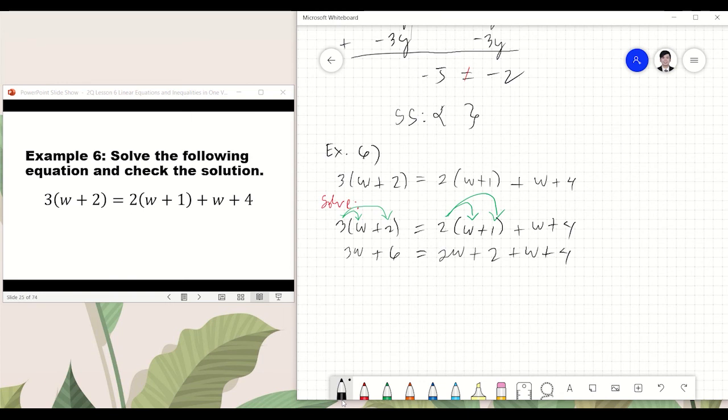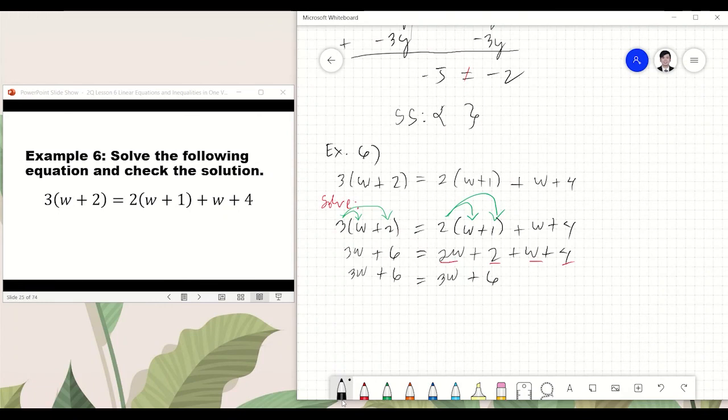Left side, wala na tayong magagawa dyan. Hindi naman sila like terms. So, you just have to copy it. But the ones on the right side, 2w and w are like terms. What is 2w plus w? That's 3w. 2 plus 4, both are just constant terms. So you can combine them. 2 plus 4 is 6.